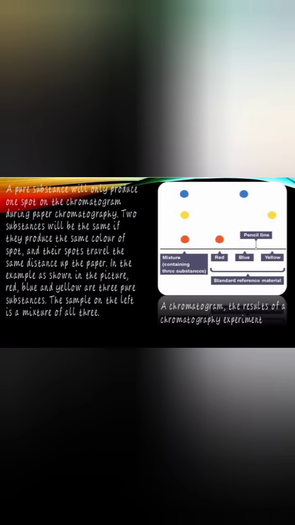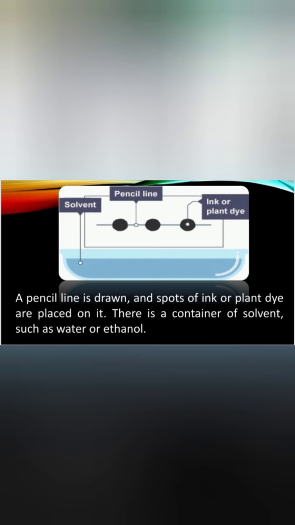A pure substance will only produce one spot on the chromatogram during paper chromatography. Two substances will be the same if they produce the same color of spot and their spots travel the same distance up the paper. In the example shown in the picture, red, blue, and yellow are three pure substances.